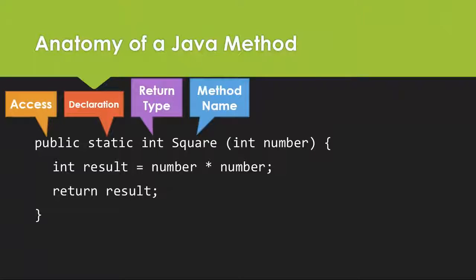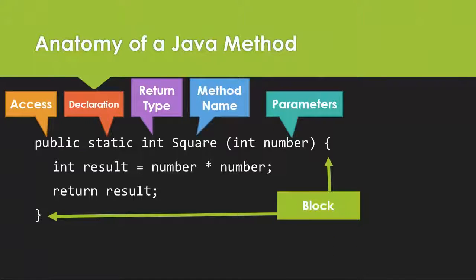In the parentheses after the name of the method, we put one or more parameters. These parameters look like variable declarations, but actually what they are is a contract. It's a promise. You're saying that in order to satisfy the method square, you have to give it an integer. I'm going to give that integer an arbitrary name called number.